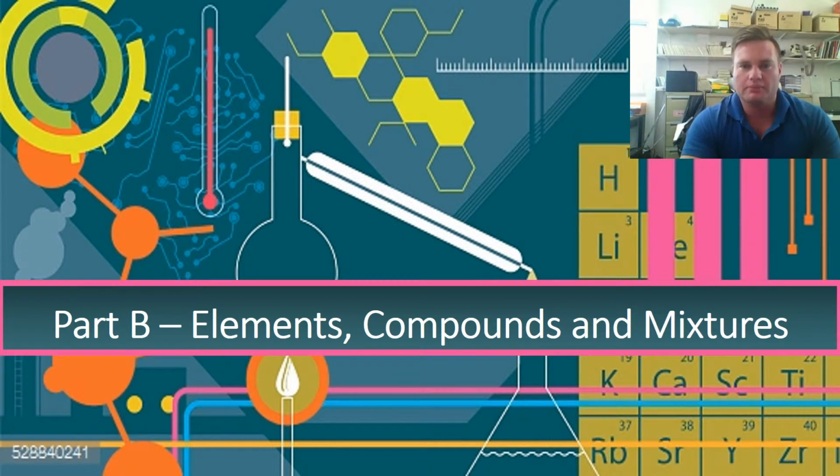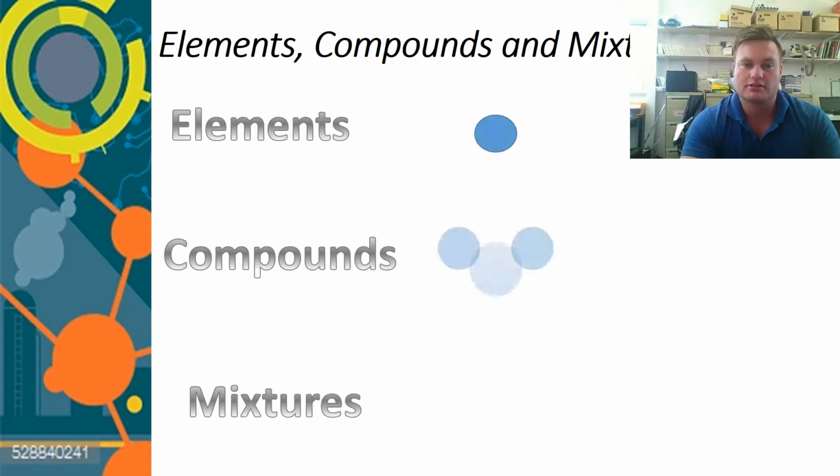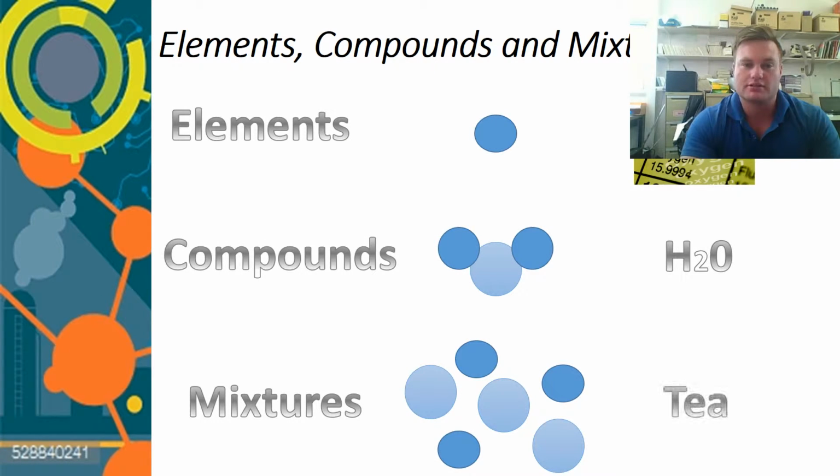Part B, elements, compounds, and mixtures. Elements are made up of one type of atom. Compounds, two or more. And mixtures can either be a mixture of compounds, a mixture of elements, or a mixture of both, but they're not chemically bound. So elements include things on our periodic table, like oxygen. Compounds, chemically joined, like H2O. And mixtures can be common things like tea or cordial.